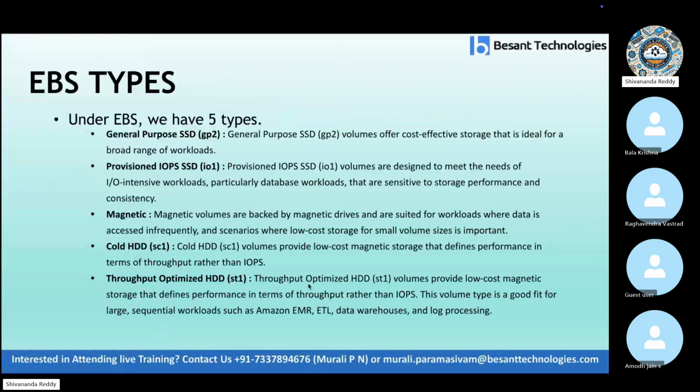So another one is throughput optimized SSD. Throughput optimized SSD volumes provide low cost magnetic storage that defines the performance in terms of throughput rather than IOPS. This volume type is a good fit for large sequential workloads such as Amazon EMR, ETL, data warehouses and log processing. For those purposes, we can use this EBS type. Remember guys, the most popular ones will be the above two only, general purpose and provisioned IOPS. Out of these two, any one of them can be used by a company.